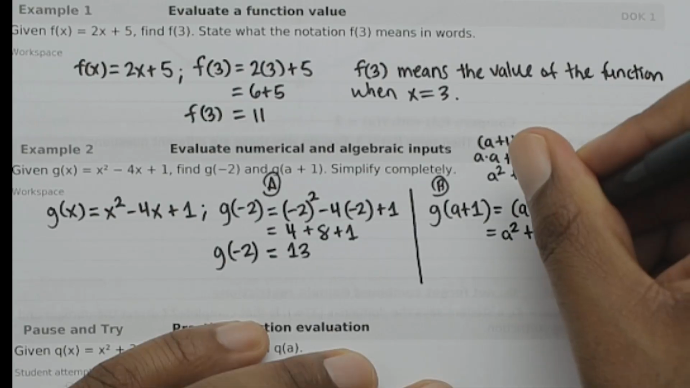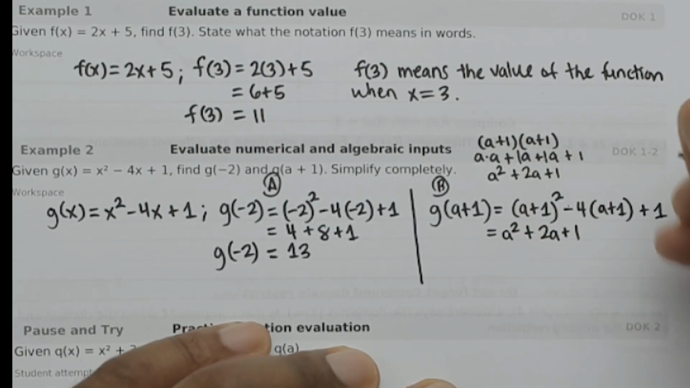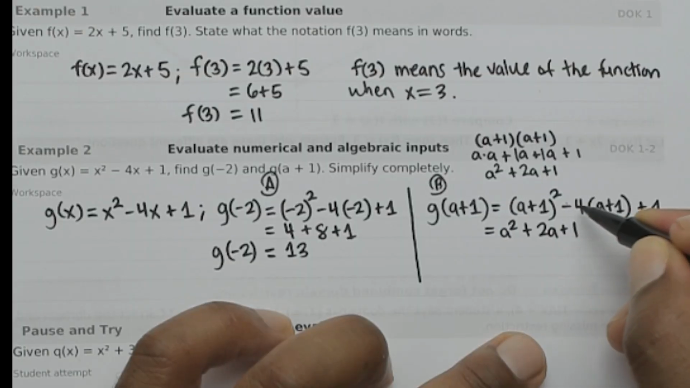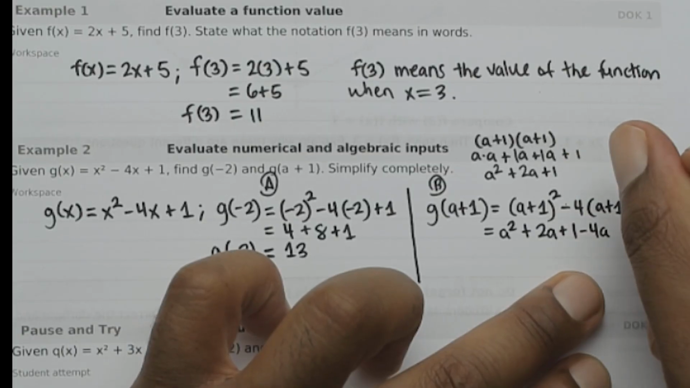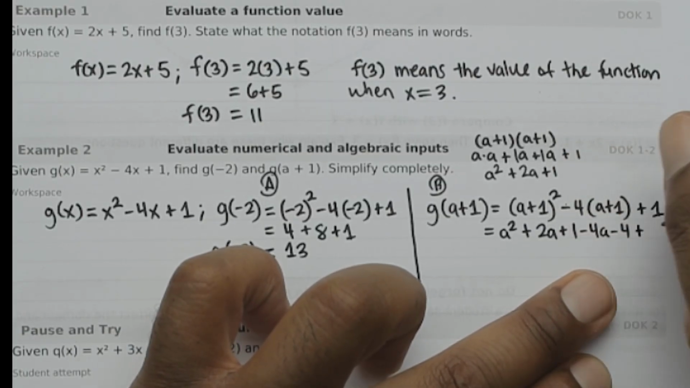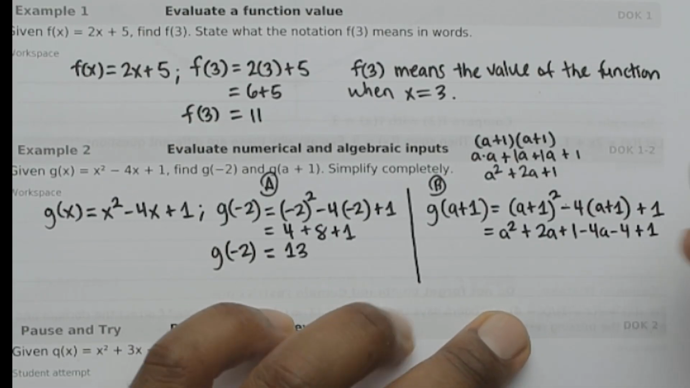A squared plus 2a plus 1. And then we're going to use the distributive property here. Negative 4 times a is negative 4a. Negative 4 times 1 is negative 4. And then we're going to tack on that plus 1 there.